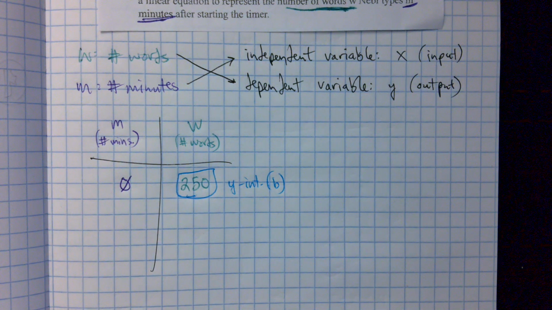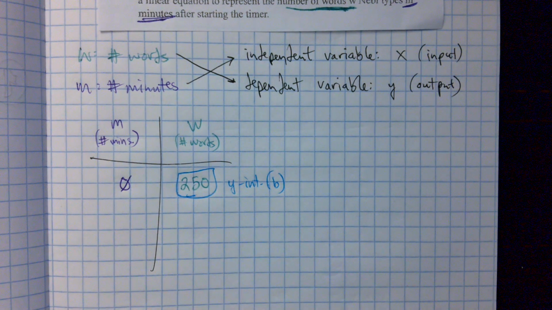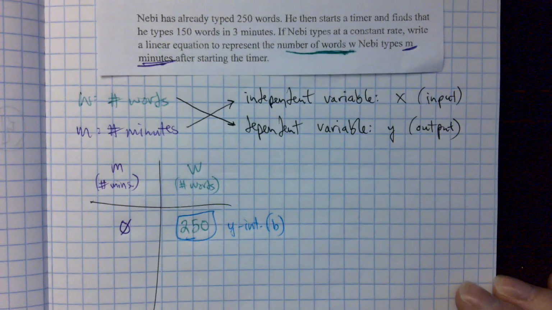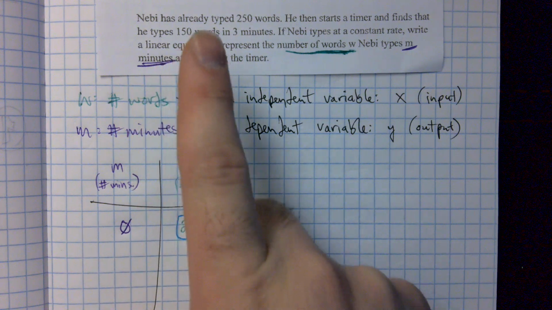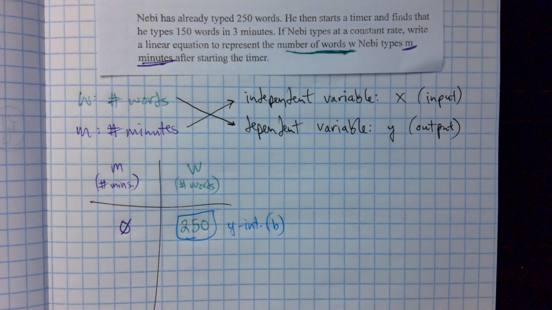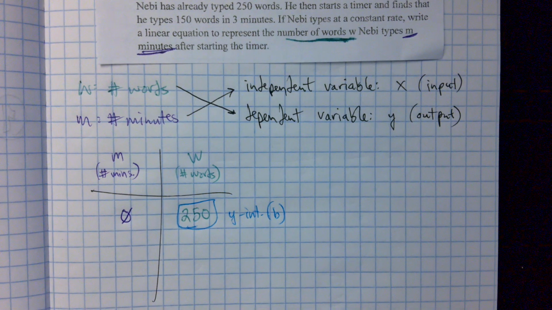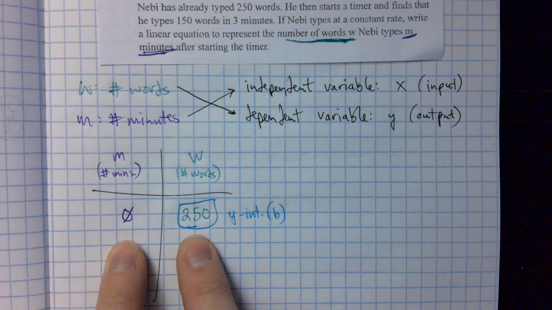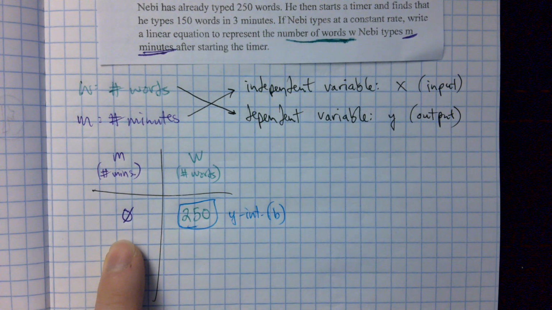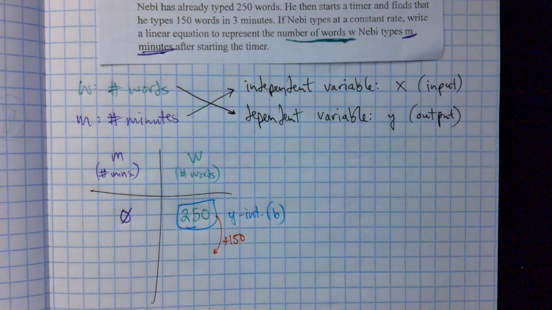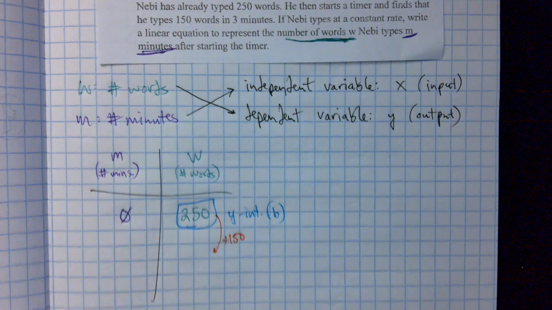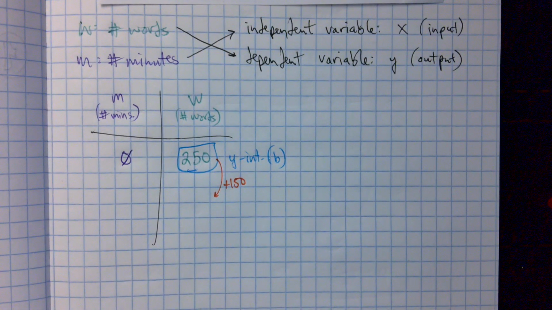Okay, again, we're still writing equations, so we want to know the m and the b. Right away, I could find the b just like that. He already typed 250 words. Then he starts a timer and finds he types 150 words in 3 minutes. So here's where we might make a mistake. You might go, oh, 3 minutes, 150 words. But that's not what we're going to do. We're going to add 150 words to the amount we already had. So what's 250 plus 150? That would be 400.